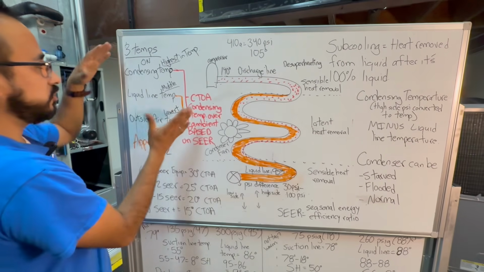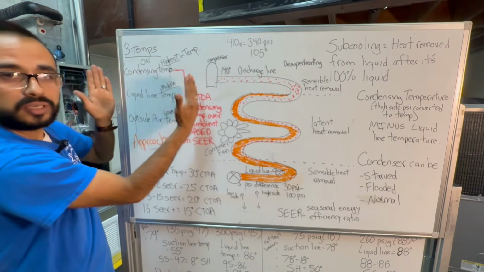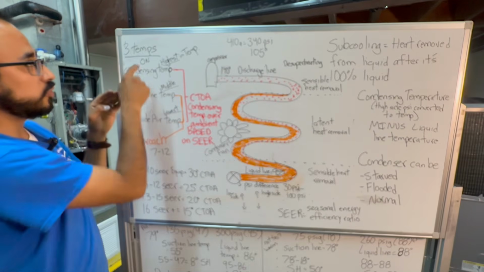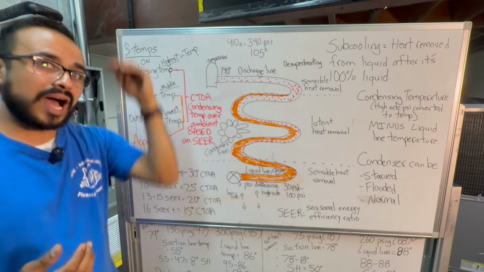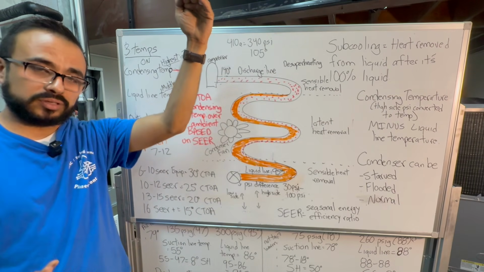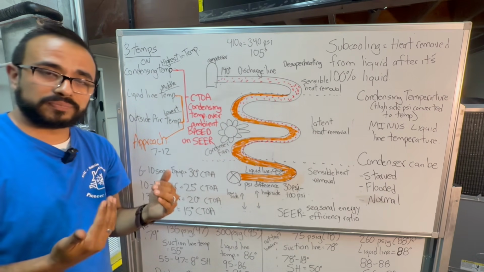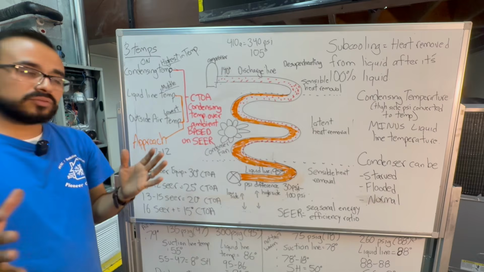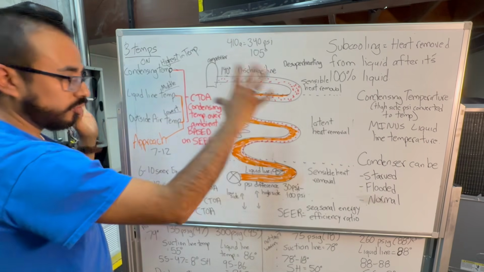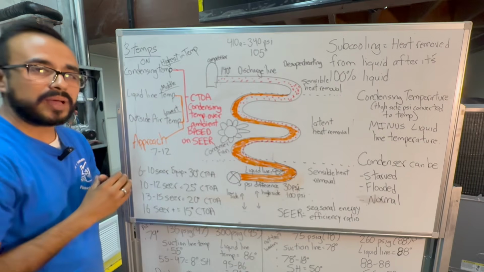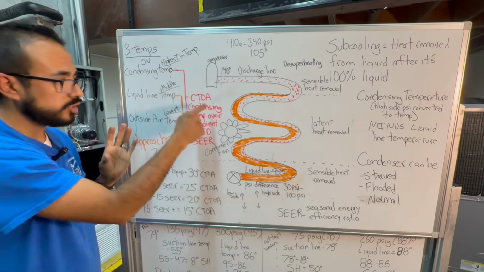But going back to this, if you remember this concept here, you will understand subcooling. Condensing temperature, of course, with the system on, has to be higher than your ambient air, so you can reject heat and get some subcooled liquid. So now, hopefully by now you have an overall idea as to how the temperatures matter, why this is important, the CTOA.